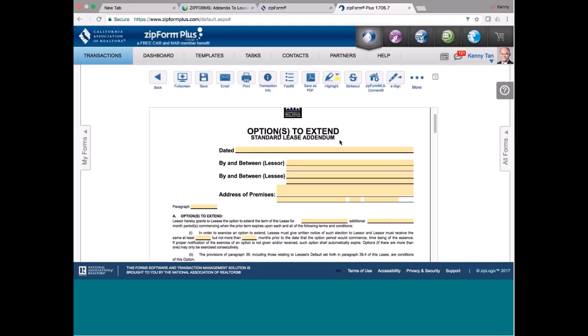I'm sure you know how to fill this out. The date, and then the lessor's name. Lessor means landlord. And then the lessee's name. Lessee means tenant. Address of the premises.